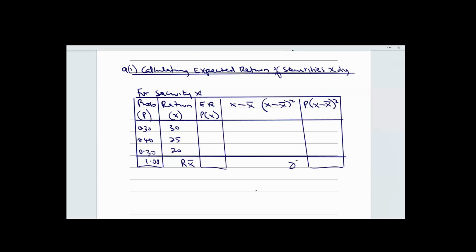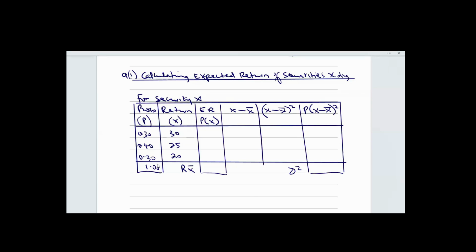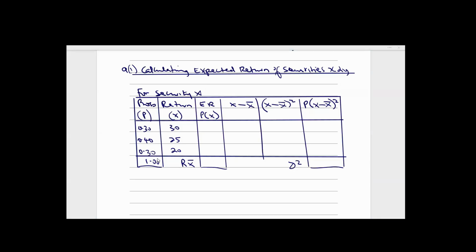So this will be the variance. Now to get the expected return, you multiply 30% by 30, which gives us 9. Then 40% of 25 is 10. Then 30% of 20 is 6. When you add it up, we have 25. So the expected return of security X is 25.